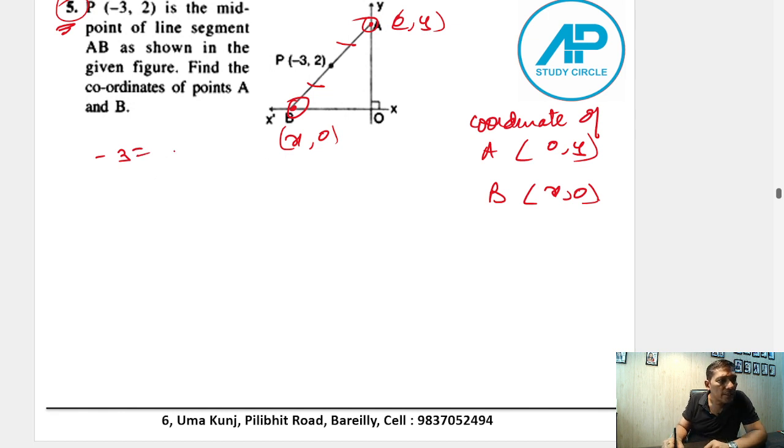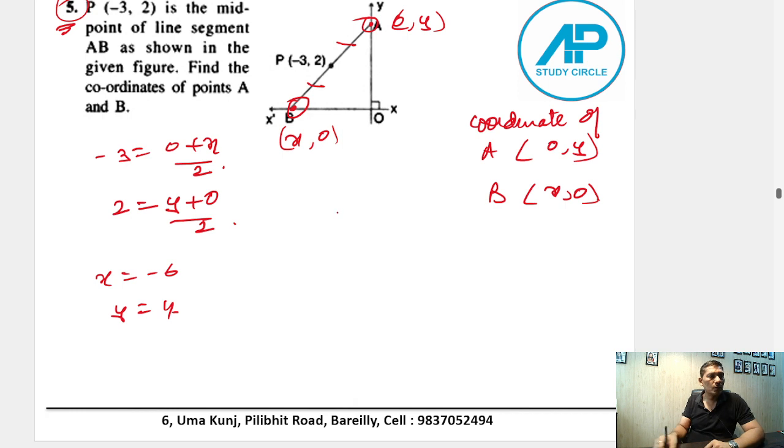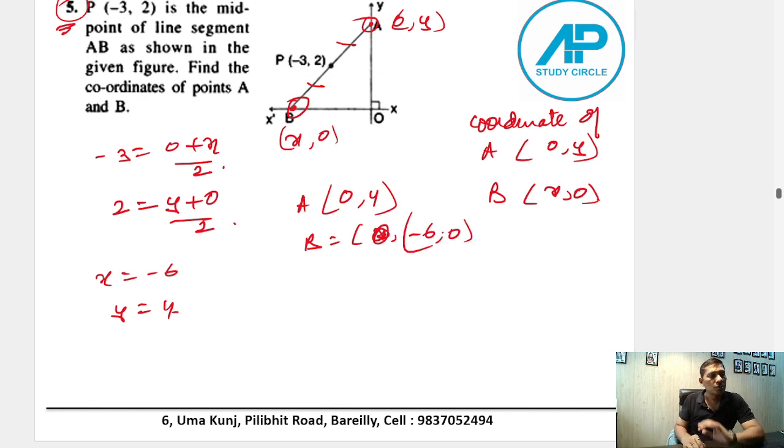So minus 3 equals 0 plus x upon 2 and 2 equals y plus 0 upon 2. That gives me x equals minus 6 and y equals 4. So coordinates of point A are 0, 4. Coordinates of point B are minus 6, 0. The question is clear.